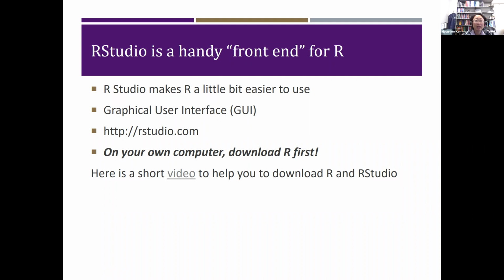RStudio, again, is a handy front end of R, and it makes R a little bit easier to use, and it helps you keep track of things a little bit better. You can get everything about it from the RStudio Foundation, which is at rstudio.com. You can also download R there onto your own computer. Go to RStudio where you can download R and then download RStudio on your own computer. The next slide will show how to start to use RStudio on your own computer.